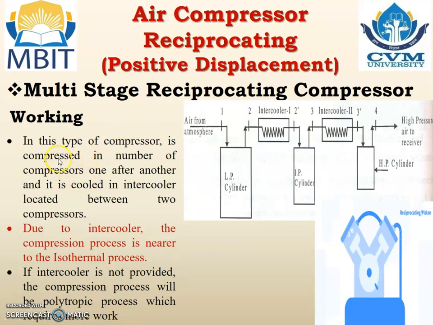Working. In this type of compressor, air is compressed in a number of compressors, one after another, and it is cooled in the intercooler located between two compressors. Due to the intercooler, the compression process is nearer to the isothermal process. And if the intercooler is not provided, the compression process will be a polytropic process which requires more work, or particularly an adiabatic process also. Clear?